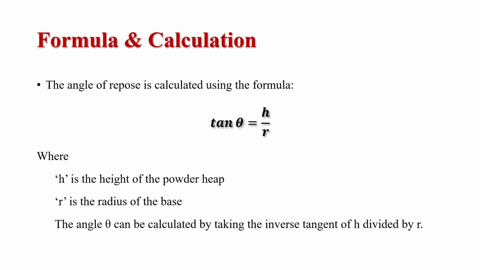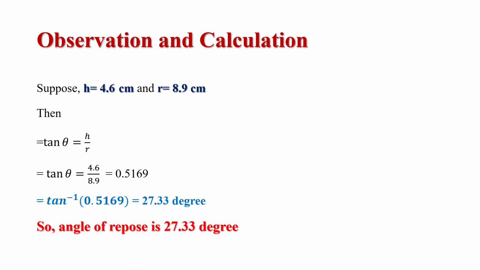Formula and calculation. The angle of repose is calculated using the formula tan θ = h over r, where h is the height of the powder heap, r is the radius of the base. The angle theta can be calculated by taking the inverse tangent of h divided by r. Observation and calculation. If h equals 4.6 centimeters and r equals 8.9 centimeters, then tan θ = h over r = 4.6 over 8.9 = 0.5169, so θ = tan⁻¹(0.5169) = 27.33 degrees.